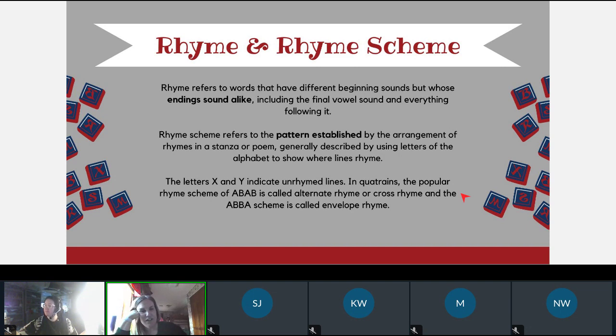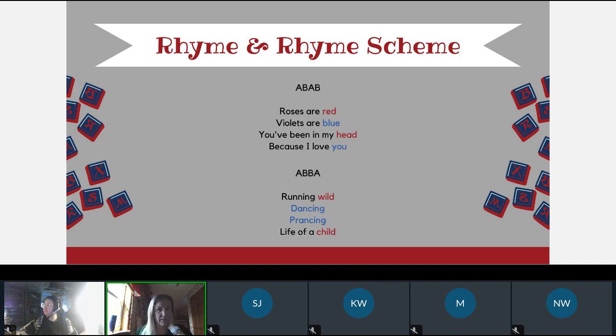Good, good. So a rhyme scheme, usually the rhyme, and not always, but usually, the rhyme's at the end of the line in the stanza. So we might have letters X and Y to represent lines that don't rhyme. And then in quatrains, the most common is A, B, A, B. And then there's also A, B, B, A. And I'll show you an example of what I mean when I say that.